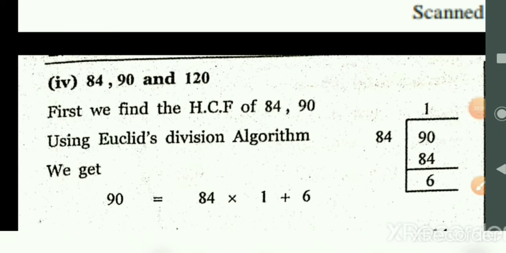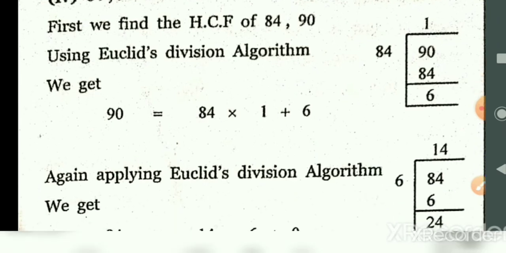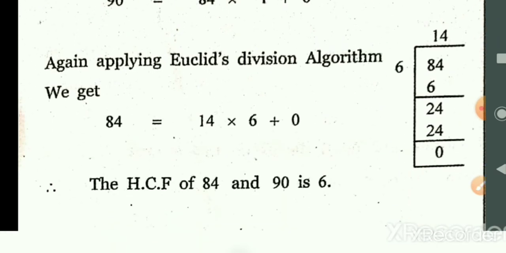So in this one, 84, 90 and 120. First we find the HCF of 84 and 90, using the same method of the Euclid's division algorithm. So 90 is equal to 84 into 1 plus 6. 6 is not equal to 0. That is the remainder. So again applying the Euclid's division algorithm, 84 is equal to 14 into 6 plus 0. So now only we get the remainder is 0.